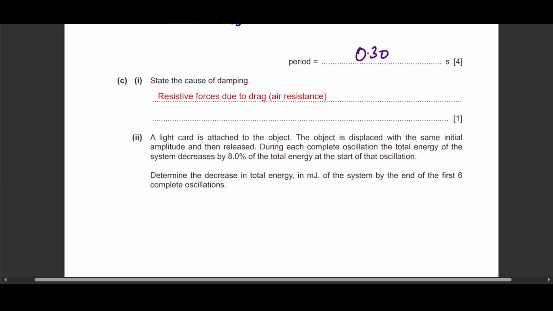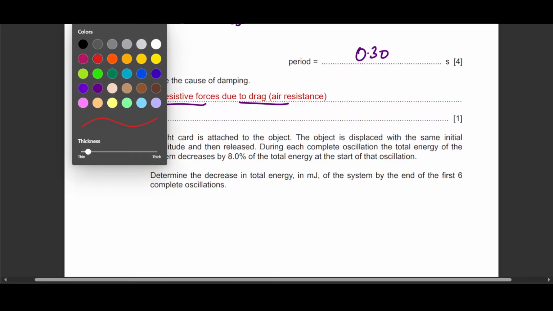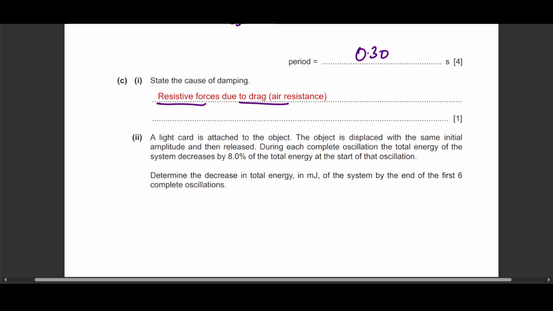State the cause of damping. Damping is light, critical, and heavy. In this situation, the damping is due to the resistive forces due to drag or air resistance as the mass moves up and down. And some of the energy is lost as heat in the compression and expansion of the spring, but that's not required over here.